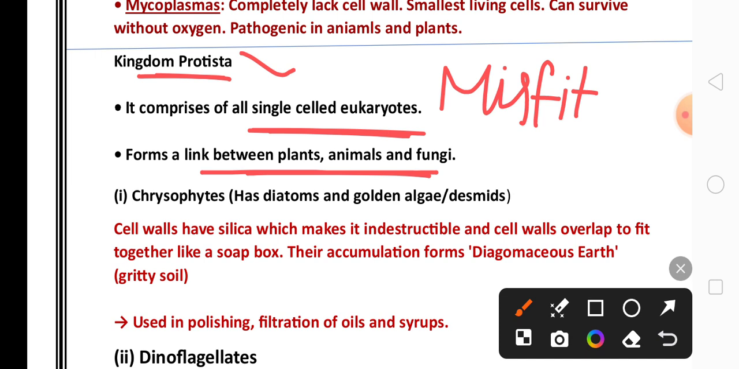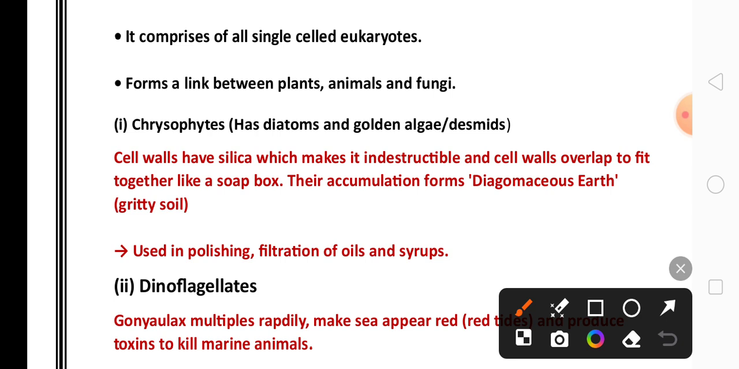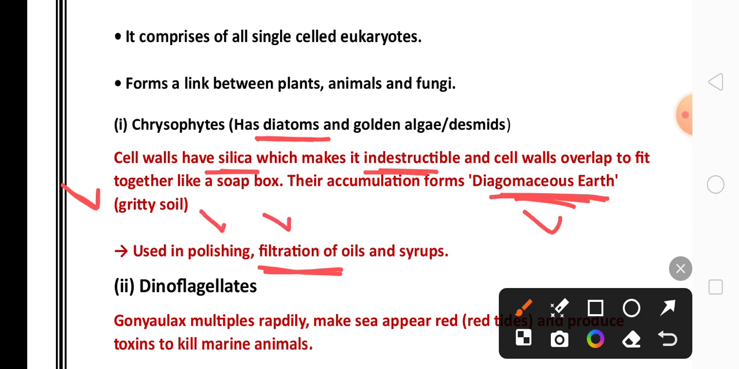The first class of kingdom Protista is chrysophytes, also called desmids, golden algae and diatoms are the examples for chrysophytes. In this topic, a very important question that comes for the exam is diatomaceous earth and its uses. Diatomaceous earth means the diatom cell wall is made up of silica and that silica is indestructible. So after their death, they accumulate at the bottom of the sea and form diatomaceous earth. And it is used for polishing, filtration of oils and syrups. 2 marks definition of diatomaceous earth and uses are very important.